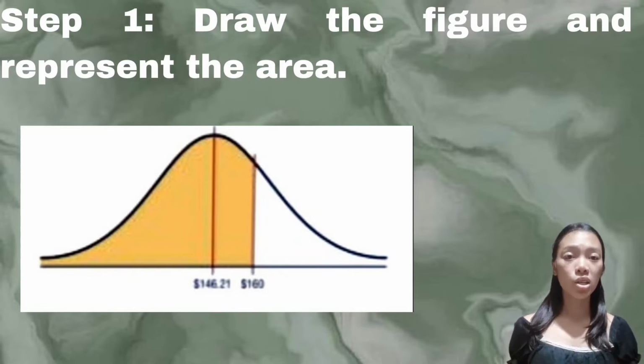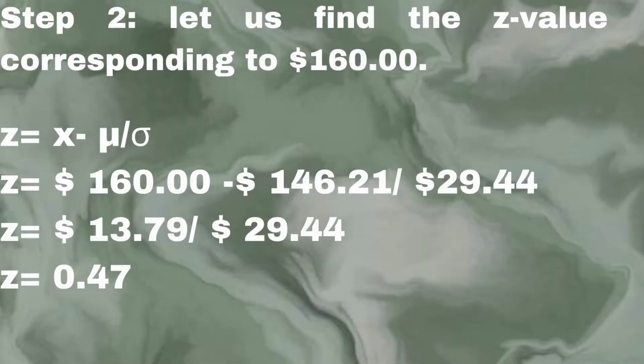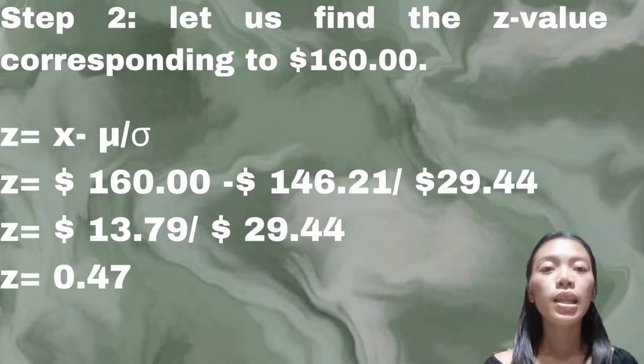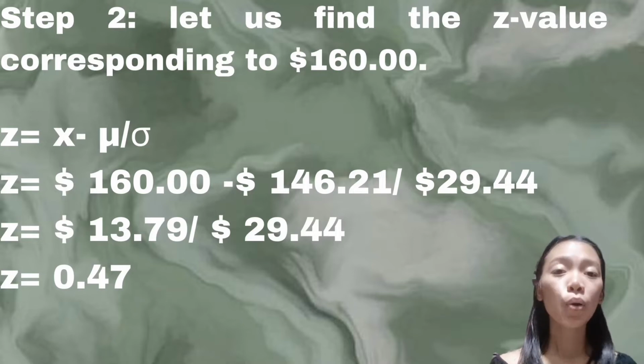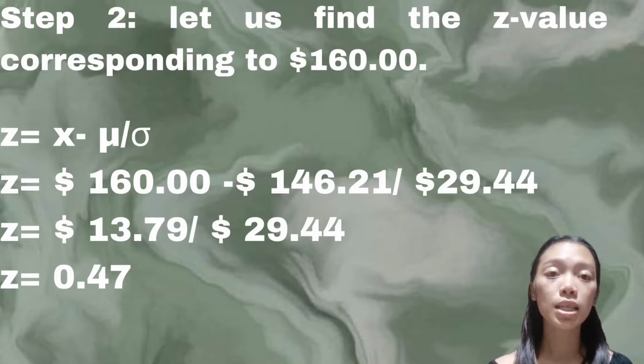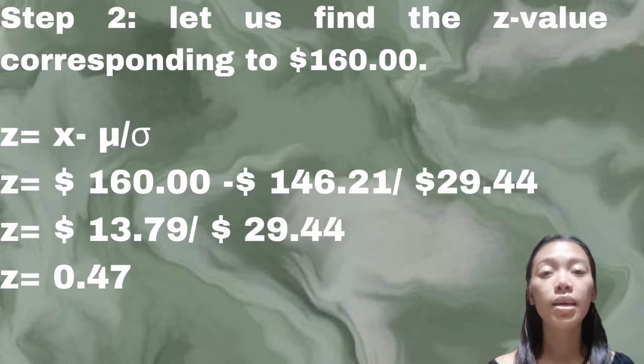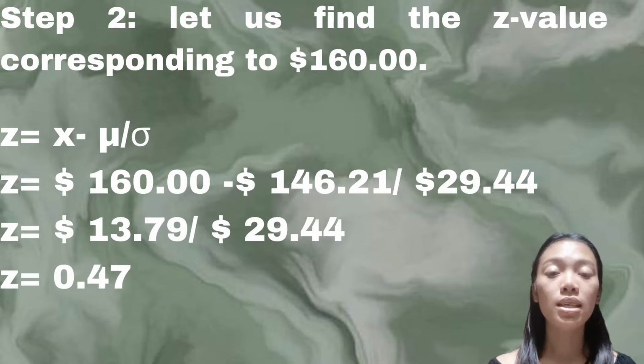So, after sketching, let us proceed to step 2. Step 2. Let us find the z value corresponding to $160. In this part, class, we will use z equals x minus mean divided by the standard deviation as our formula. So, the result of $160 minus $146.21 divided by $29.44 is 0.47.